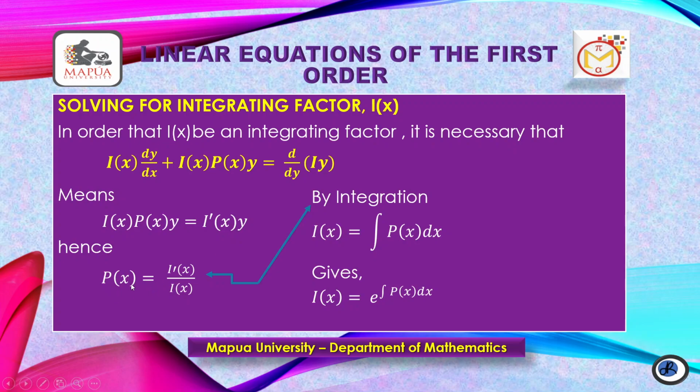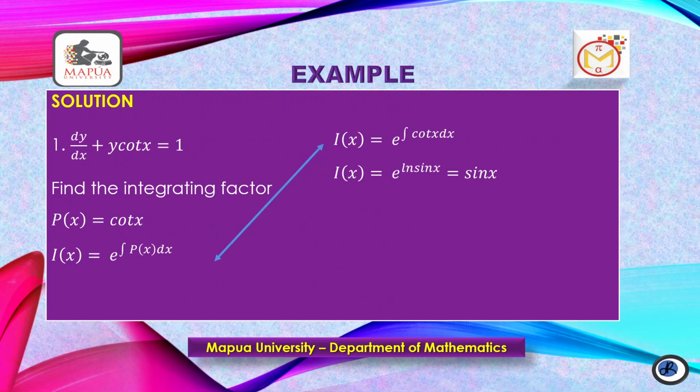And since p(x) is also I prime of x over I of x, by integration, I of x is equal to e raised to the integral of p(x) dx, which gives us our integrating factor. So this is how to derive the integrating factor as e raised to the integral of p(x) dx. This is our solution for finding the general solution of a certain differential equation by means of setting it into a linear equation of first order.